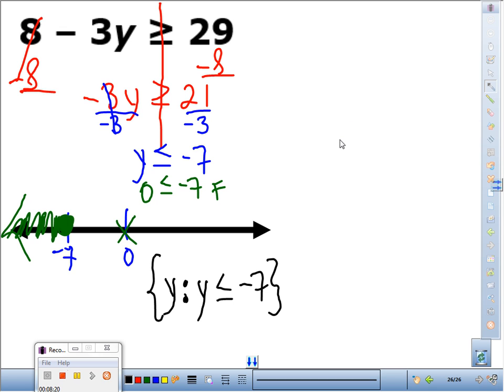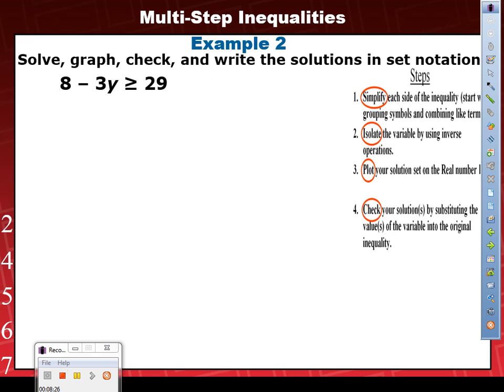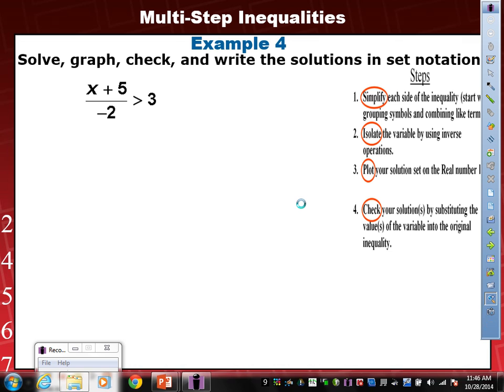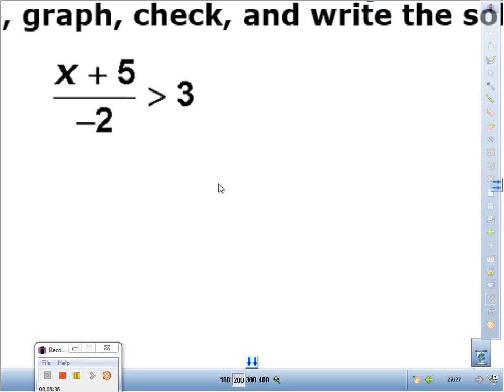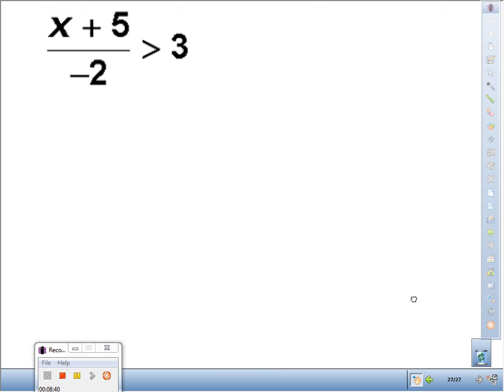Okay? And I'll leave the check for later. I just want to get to the next problem. Let's move on. Copy this next one down, please. Example 3. I know it's labeled example 4, but label it 3 for this case. And it's x plus 5 over 2 greater than 3.